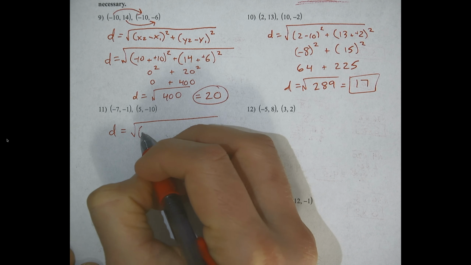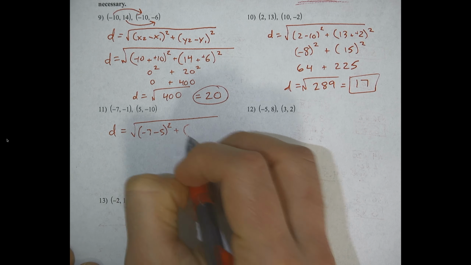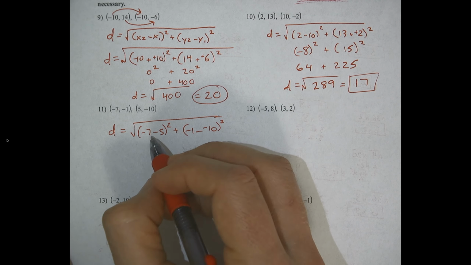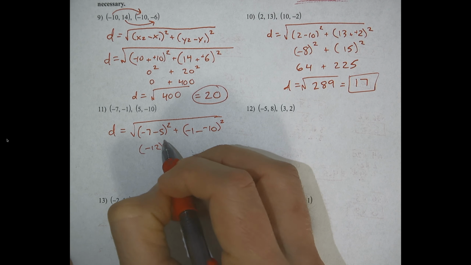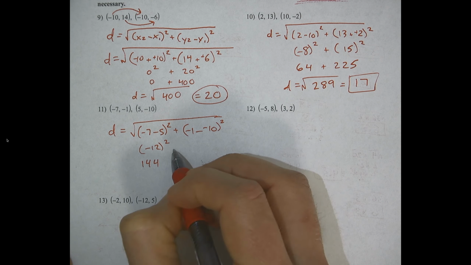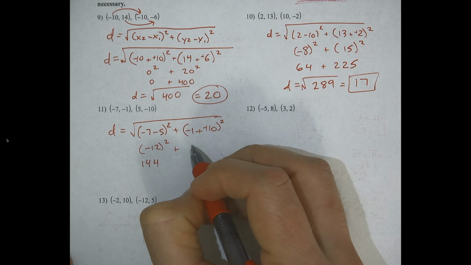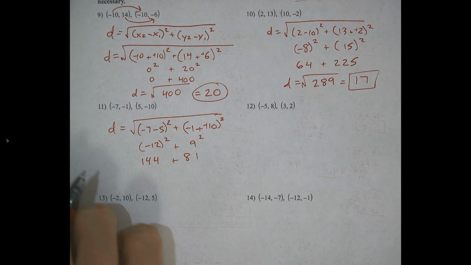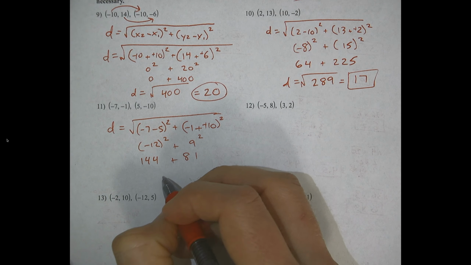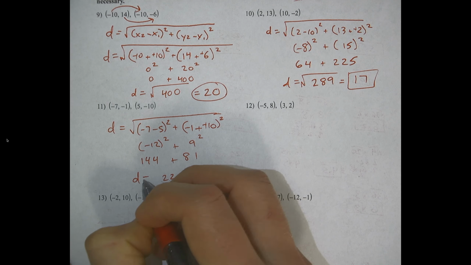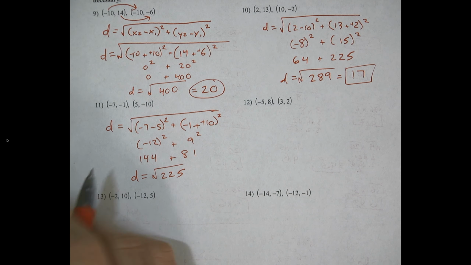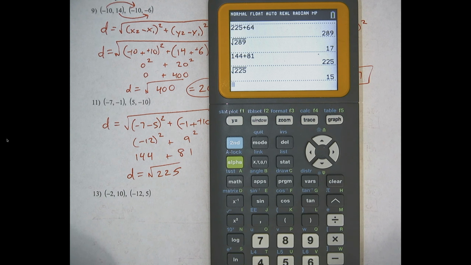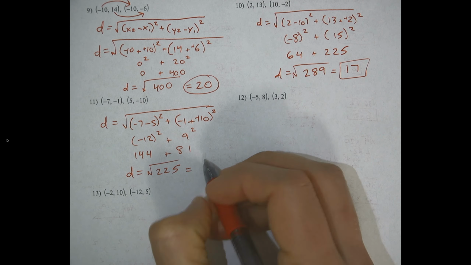X minus x, negative 7 minus 5. Y minus y, negative 1 minus negative 10. So negative 7 minus 5 is negative 12. Squared will be a positive 144. This goes plus plus. So this is 9 squared, so this is 81. 144 plus 81 is 225. So my distance equals the square root of 225. Go ahead and try that and see if it comes out to a nice number. Square root of 225 is 15. 15 times 15 is 225.